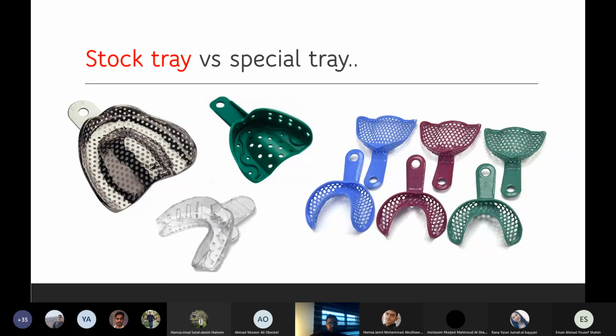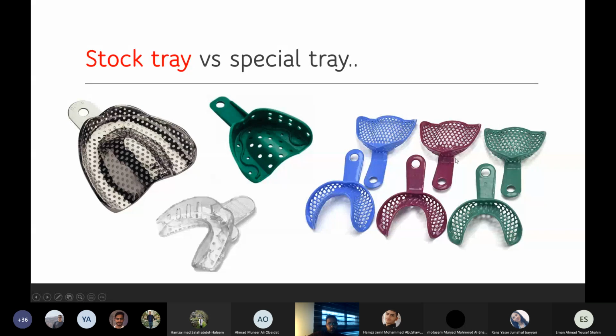Someone asked last time about the primary impression and secondary impression, especially in stock trays. We said the stock tray is the one that's prefabricated, made in the factories, and then sent to your clinic in different sizes. You choose the most appropriate size for your patient, and then you take your impression. Here we can see the stock trays that are used with dentate patients. You can see there is more space to accommodate the teeth. This one is for the upper, and this is for the lower arch.